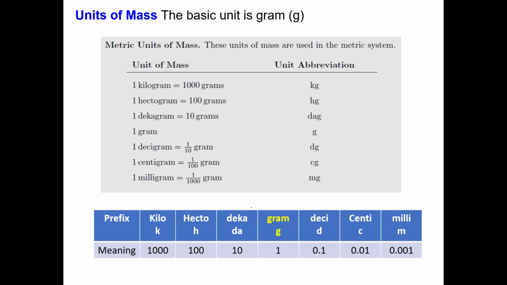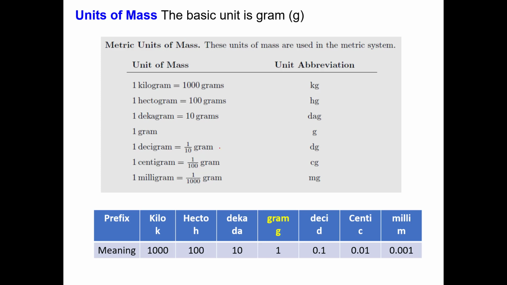The next is the units of mass in the metric system, and the basic unit for mass in the metric system is the gram. In the same way, we use the prefixes as for length units. We can use the same prefixes for the unit of mass, just changing meters for grams. For example, 1 kilogram is 1,000 grams. 1 hectogram is 100 grams. 1 decagram is 10 grams. 1 decigram is 1/10 gram, which we can write as 0.1.